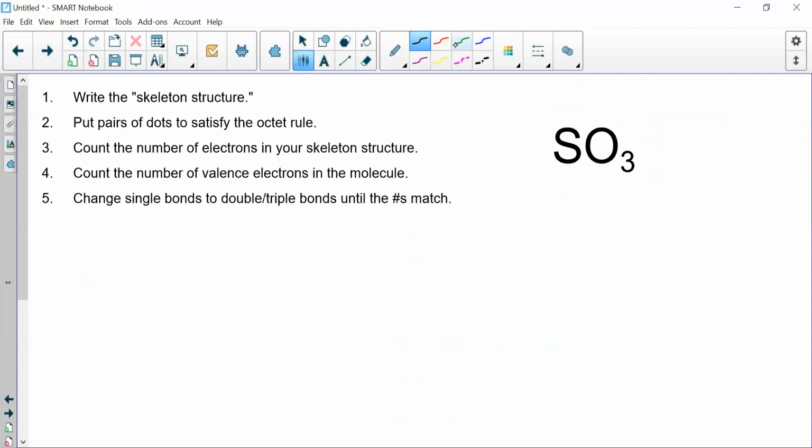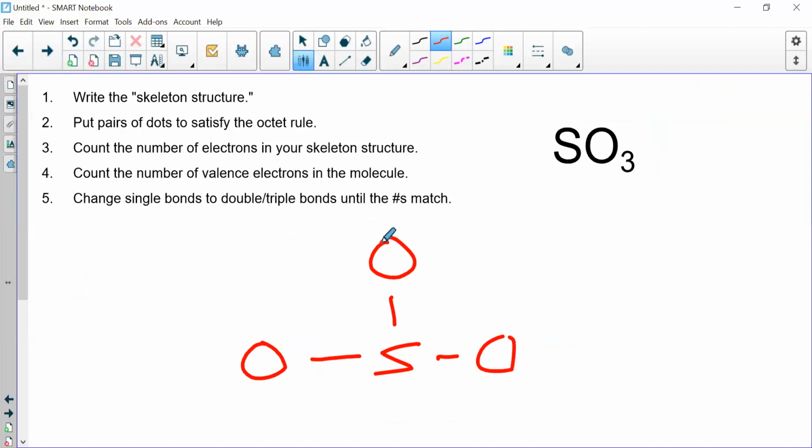SO3, sulfur trioxide. All right, step 1, skeleton structure. So the sulfur is going to be in the middle with an oxygen on the right, an oxygen on the left, and an oxygen up top. Step 2, lone pairs of dots. So this oxygen has 2, so we go 4, 6, 8. This one up top, 2, 4, 6, 8. This one here, 2, 4, 6, 8. Don't forget your central atom, your sulfur. This has 2, 4, 6, and there's 8.